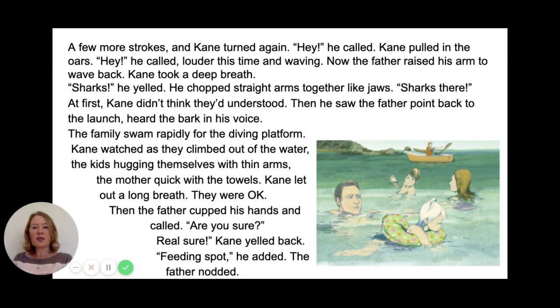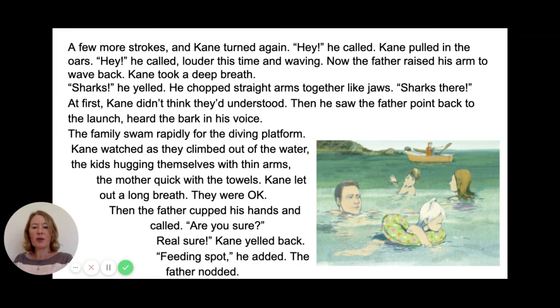A few more strokes and Cain turned again. "Hey!" he called. Cain pulled on the oars. "Hey!" he called louder, this time in waving. Now the father raised his arm to wave back. Cain took a deep breath. "Sharks!" he yelled. He chopped straight arms together like jaws. "Sharks! There!" At first Cain didn't think they'd understood. Then he saw the father point back to the launch, heard the bark in his voice.